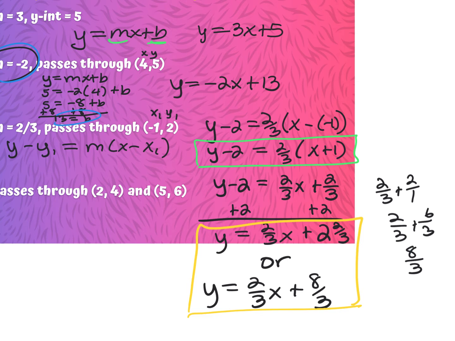Now, you could have also done this third example using y equals mx plus b. I don't care how you get your equation, whether you start out using point slope or you start out using slope-intercept. Just make sure your answer is in the final format. So let's try the next one.